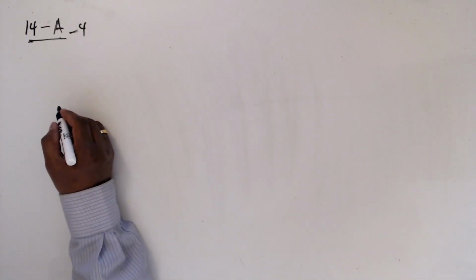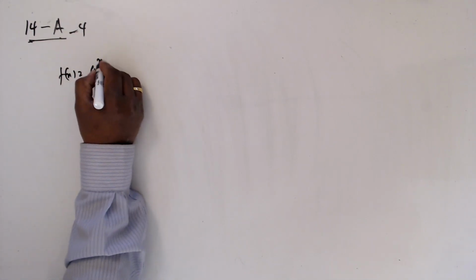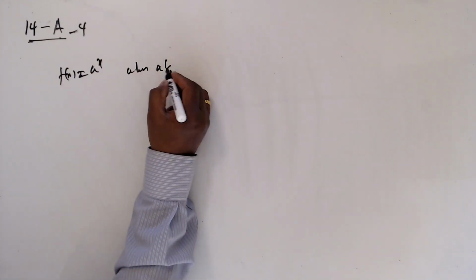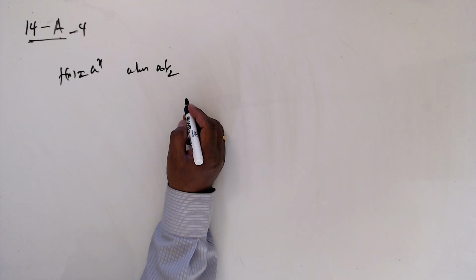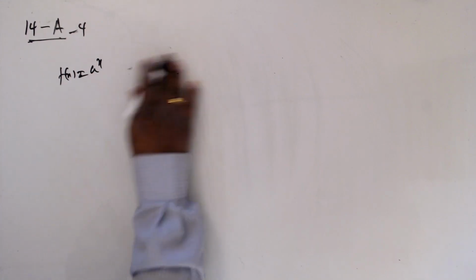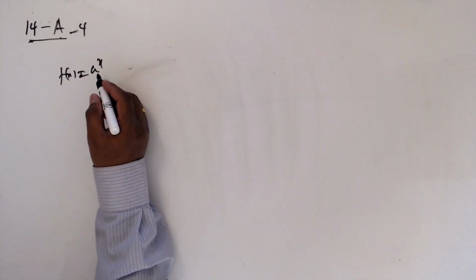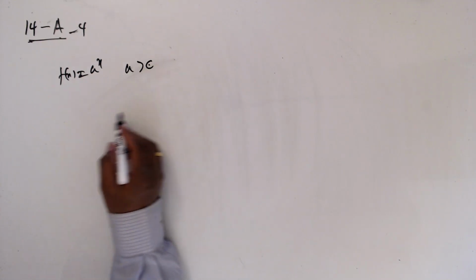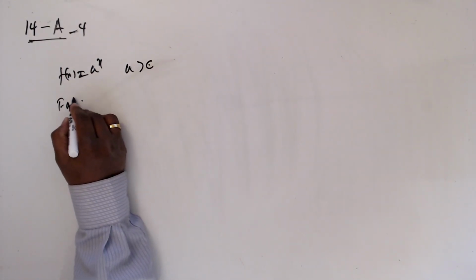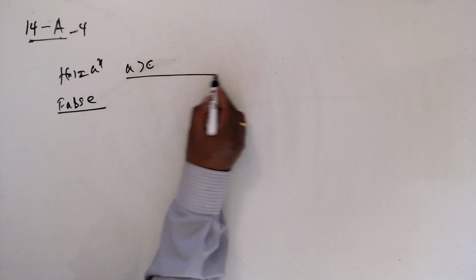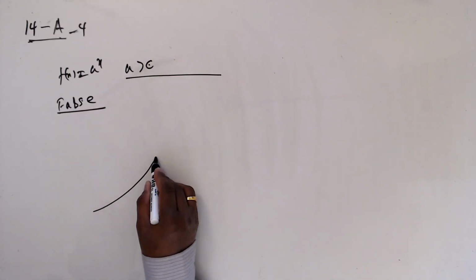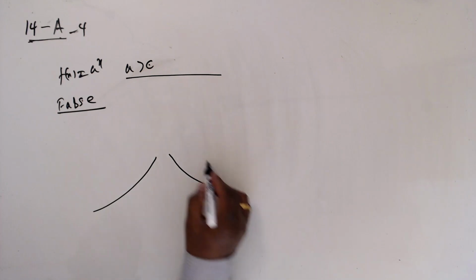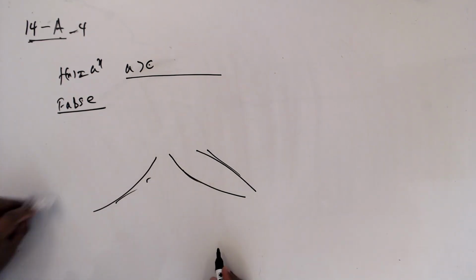Then f(x) equals a to the power x. When a equals half, f(x) equals a^x is always an increasing function for a greater than 0. No, this is false. A greater than 0, we discussed. Increasing function means this kind of function, or this one. Negative gradient, positive gradient.